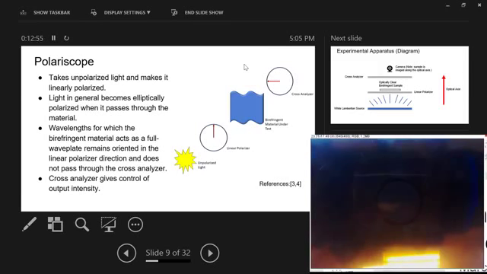So that's physically why you can see those dark spots in the polariscope, because if this linearly polarized light goes through this and isn't retarded, this cross-analyzer will be at 90 degrees past axis there, and as a result, all the light is blocked.